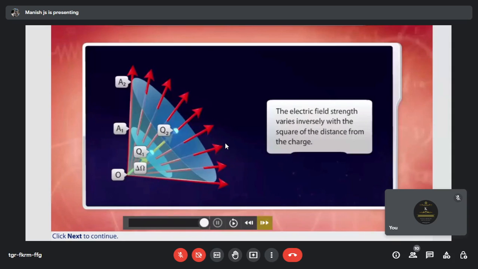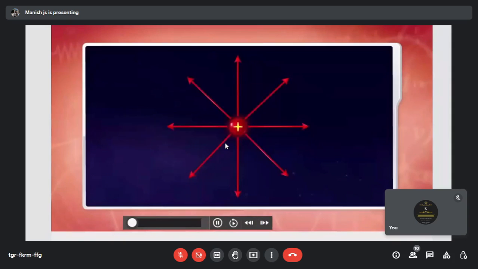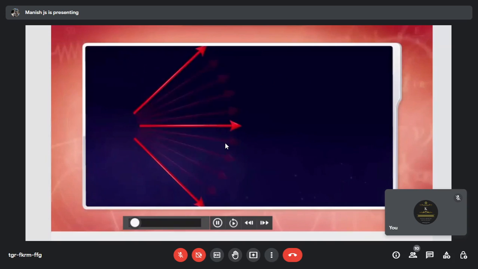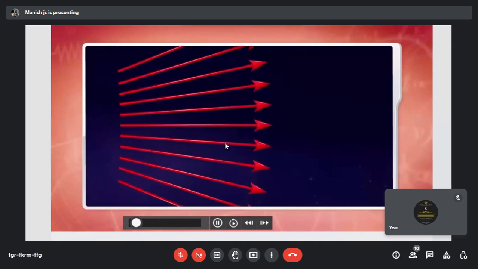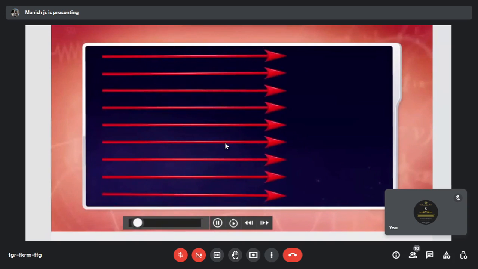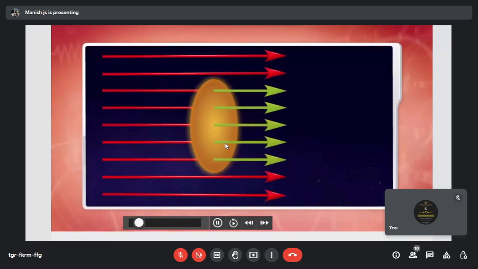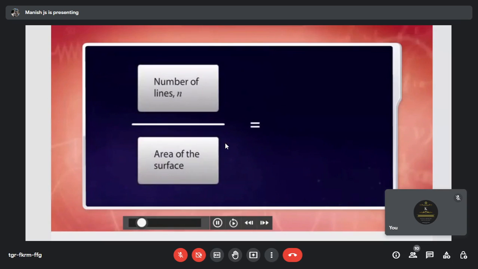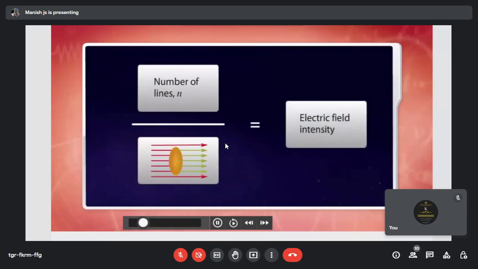Okay, so moving on. Next, let us go to this. The next module. However, in real life, it is not possible to count the number of field lines passing per unit area. Moreover, the cross-sectional area element may be at an angle to the field lines or even parallel to the field lines. This is also important.